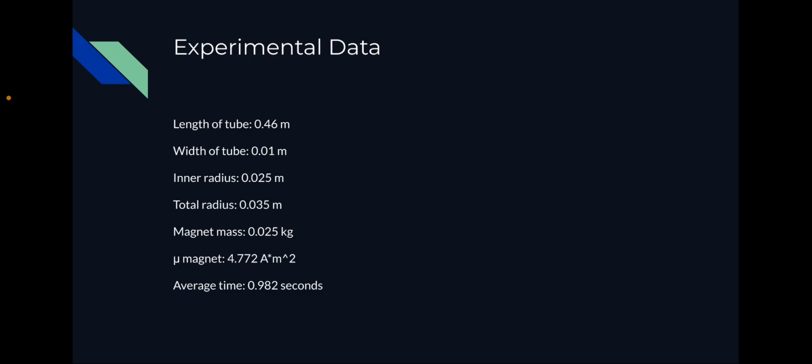So for our initial conditions, the length of the tube was 0.46 meters, the width of the tube was 0.01 meters, the inner radius was 0.025 meters, and the total radius was 0.035 meters. The magnet mass as well was 0.025 kilograms. And then mu for the magnet was 4.772 A·m². And as we measured through our 5 trials, the average time it took the magnet to fall through was 0.982 seconds.